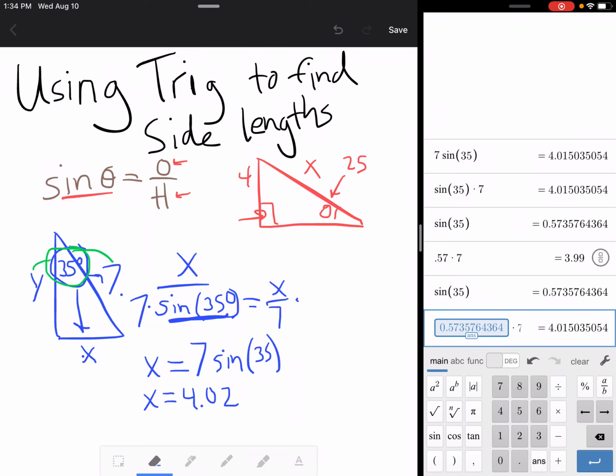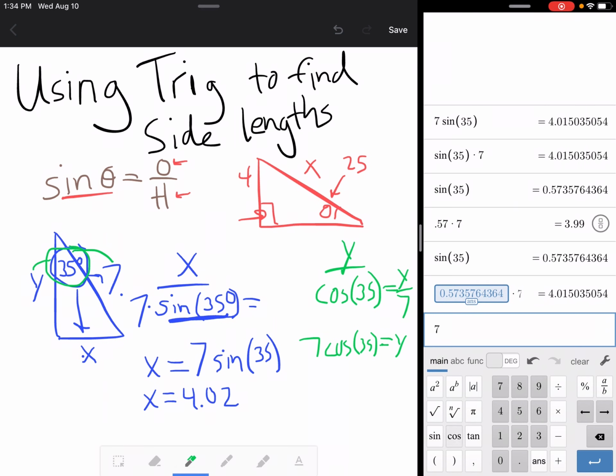And if I have adjacent and hypotenuse, what that means is that I'm probably going to want to use cosine. So I'll go with cosine of 35 is equal to y over 7. And as you can see, I'm going to have to multiply both sides by 7, so 7 cosine of 35 will equal y. And so go back to my calculator, make that happen, 7 cosine 35, and I have y equals 5.73.